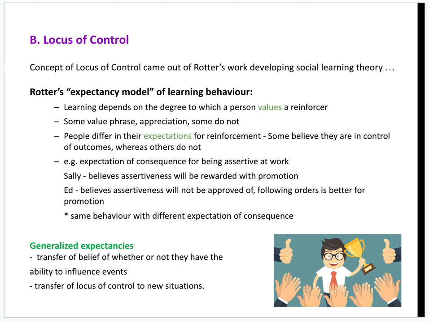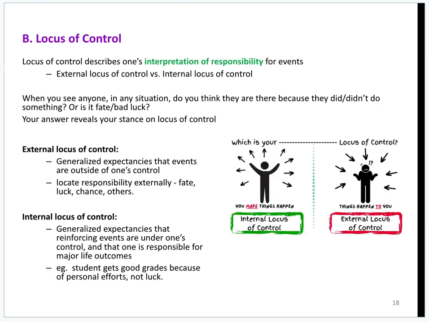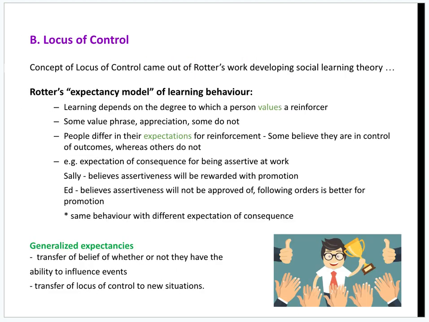What this came to is that people differ in their expectations for reinforcement. Some believe they're in control of the outcomes, and some people believe they're not in control of the outcomes. And that's where it came to control and not control, internal and external. So, expectations of consequences of being at work.